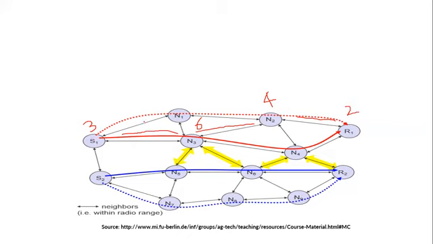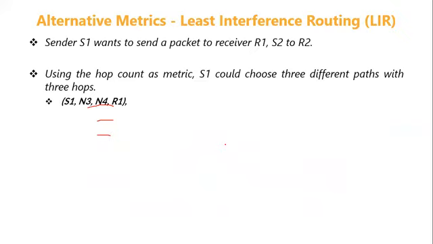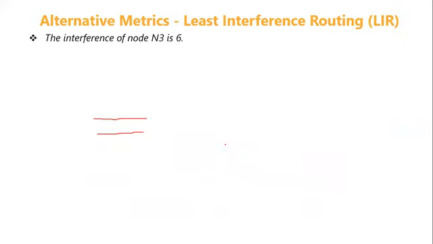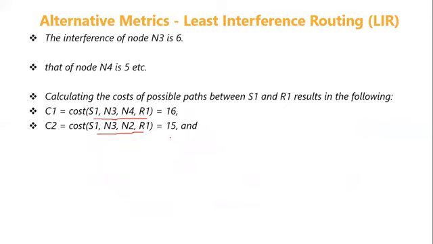So if you sum up all these things, 6 plus 3, 9, 9 plus 4, 13, 13 plus 2, 15. So this is the cost of the second path. Similarly, calculate the cost of the third path.